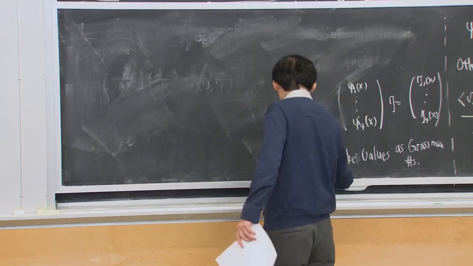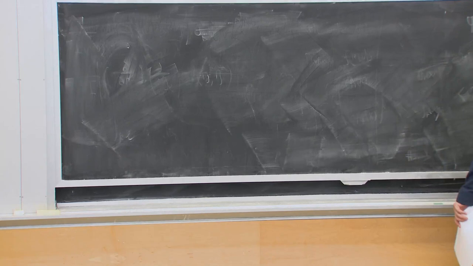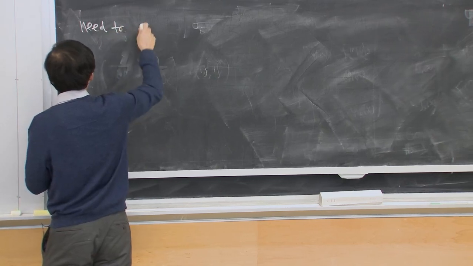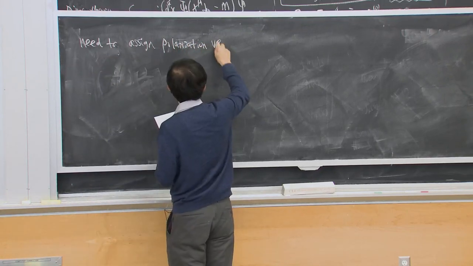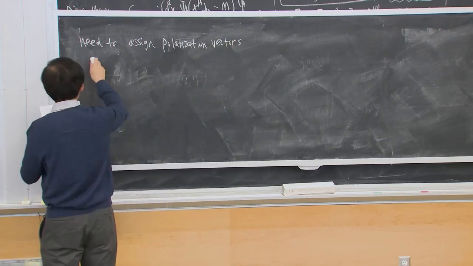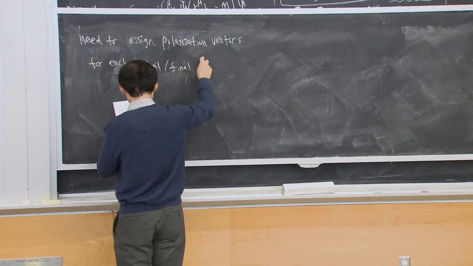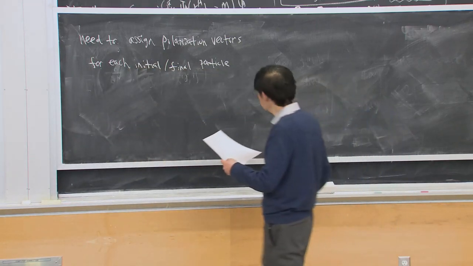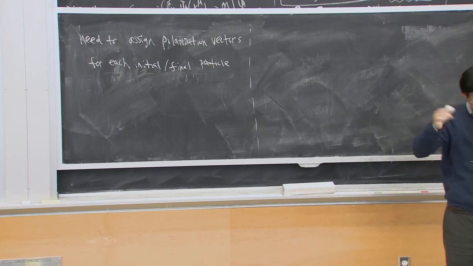So we truncate all the propagators for the external lines, but we have to assign polarization vectors, okay? So we assign polarization vectors for each initial and final particle, particle or antiparticle, okay? And so let me just state the rule, and then I will motivate the rule, okay?